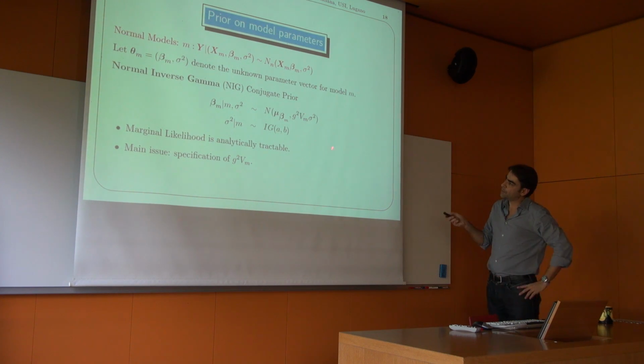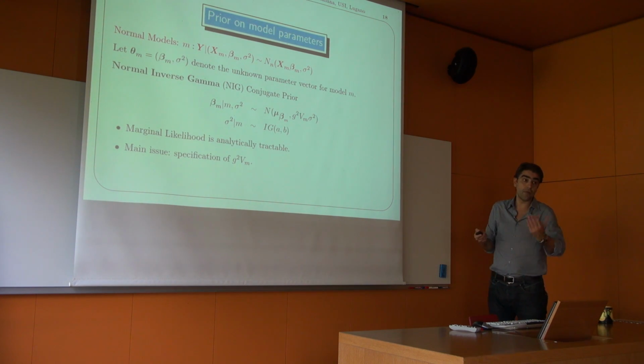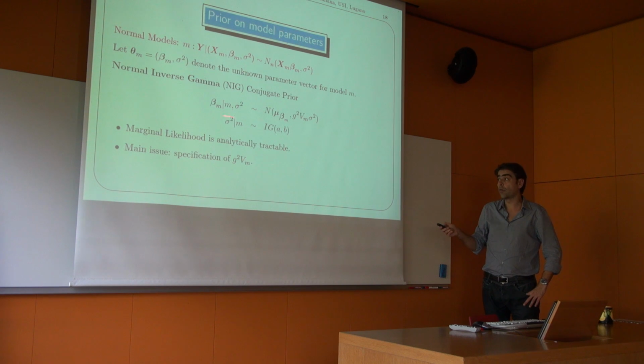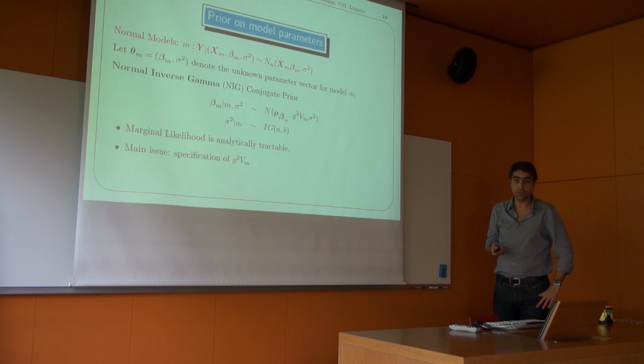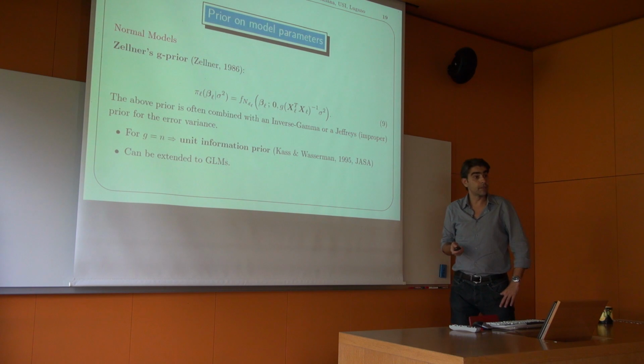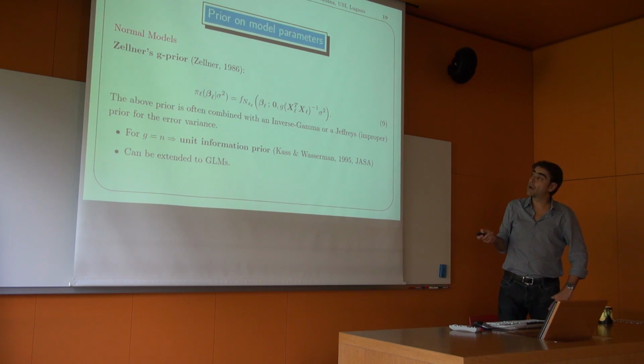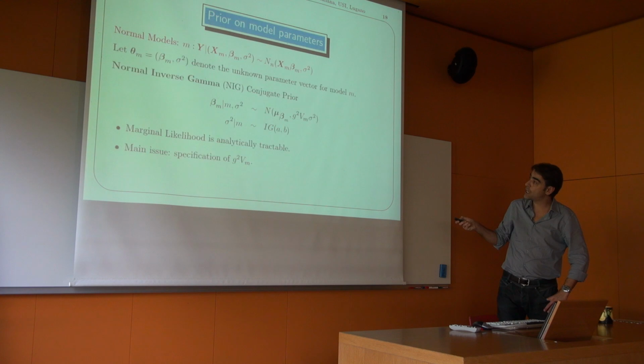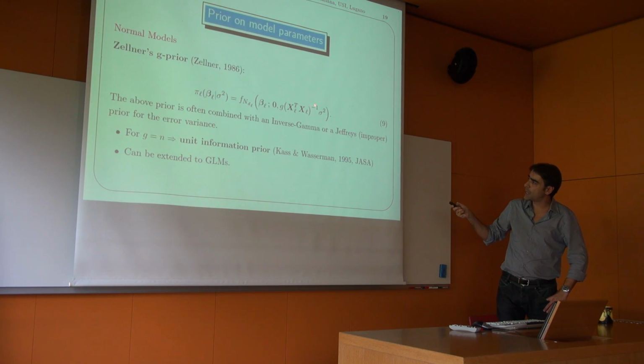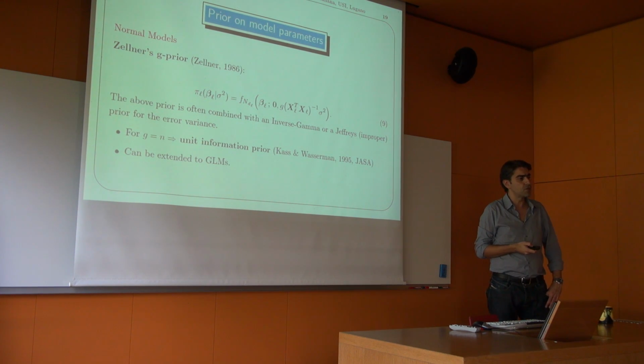And these conjugate priors have, on the other hand, the advantage that they make all the calculations tractable. Zellner worked a lot on this back in the 80s, and he replaced this Vm with x transpose x to the power of -1, and created a prior that he called the Zellner g prior.